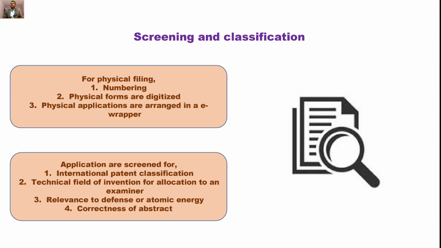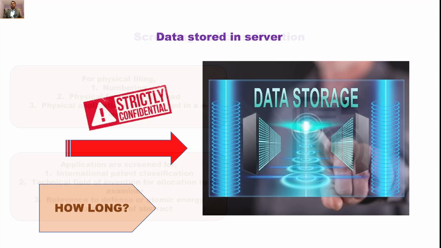Once the screening and classification are over, by classification meaning whether it has any relevance to atomic energy or to which field of invention it belongs, so that suitable allotment to an expert patent examiner in that particular field can be done in the near future, we move to the next step, where your application in digital form is stored in the patent server for almost 18 months.